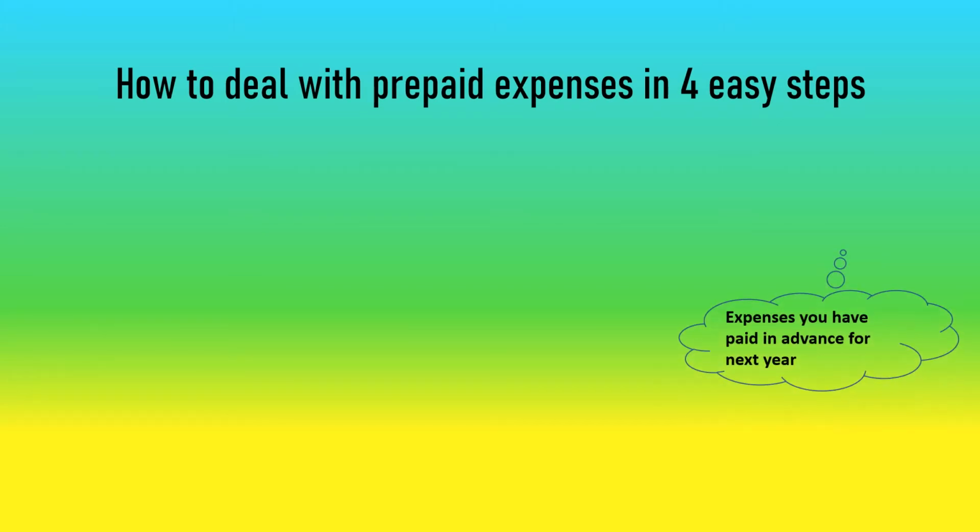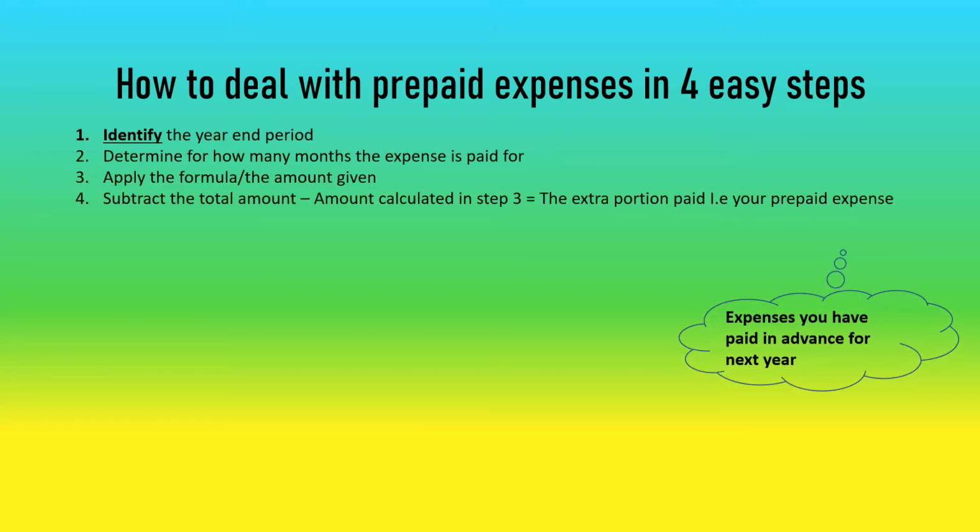By now you must be very familiar with how I'm trying to do things. I usually give you steps and then we apply those steps. So if you can remember these 4 easy steps, you will not have an issue with accrual, prepaid, or income received in advance in future. Number 1, identify the year-end period. I always say this is very important to do. If you've identified your year-end period, you would know which months you are working with.